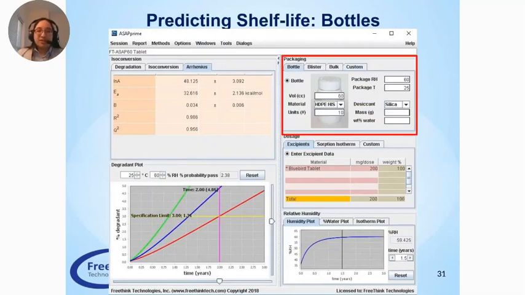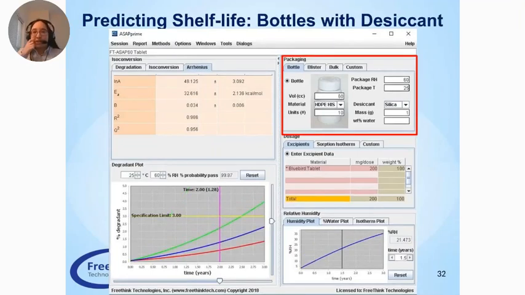So now what happens if we put it in bottles? These are in 60 cc bottles containing 10 tablets. The formulation here is 200 mg tablets, so 10 200 mg tablets. It's a little bit better. Our average shelf life is now up to 1.2 years, but you can see we're still at a 2% probability of passing. Still not going to make that 2-year shelf life.